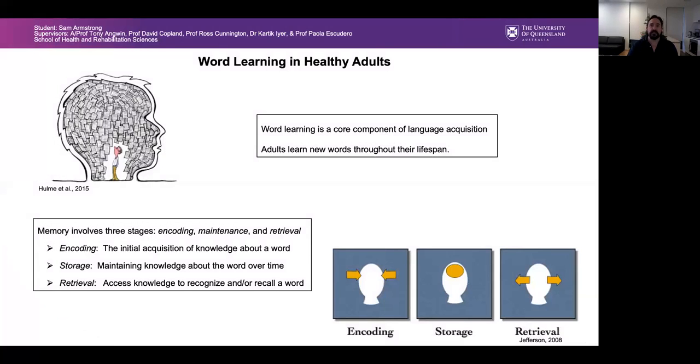The capacity to learn new words is an ability that remains active across the lifespan. An important aspect of new word learning is the role of underlying memory systems. In broad terms, memory consists of three related stages: encoding, maintenance, and retrieval. Encoding describes the initial acquisition of new information. Storage is where new information is maintained over time. Retrieval is the ability to access stored knowledge at some point in the future.